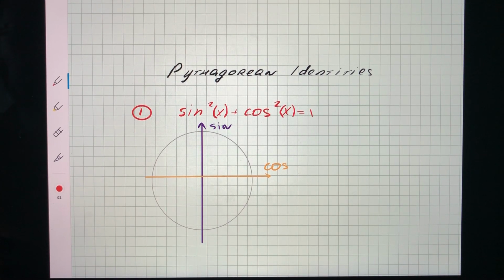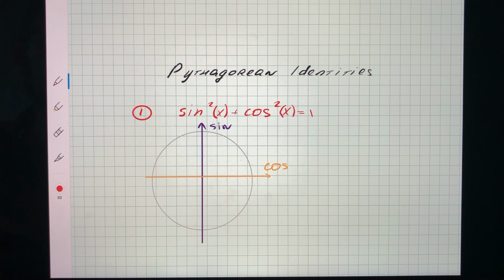Hello, in this video let us look at the Pythagorean identities. There are three of them, and we'll look at each one in this video. The first one is sine squared plus cosine squared is equal to 1. It's a very good identity to remember. Now, why is it true?